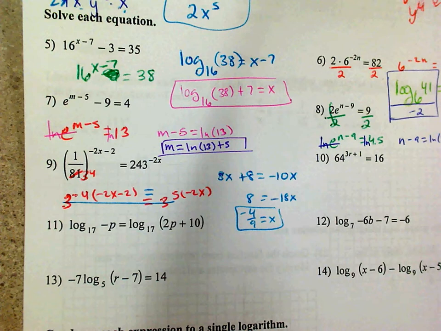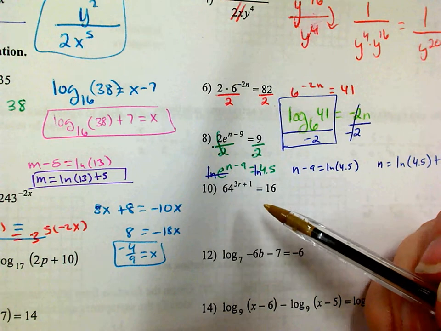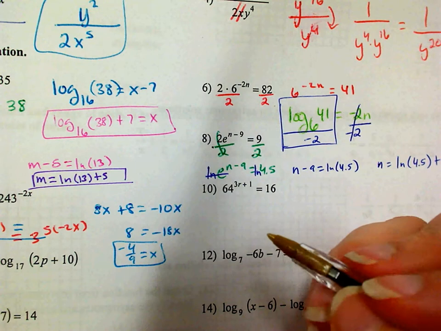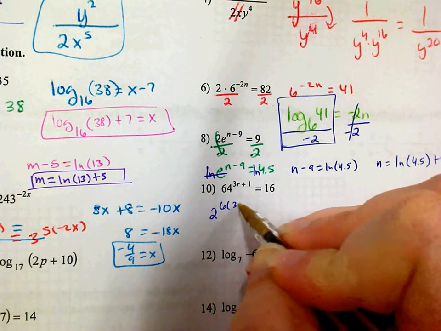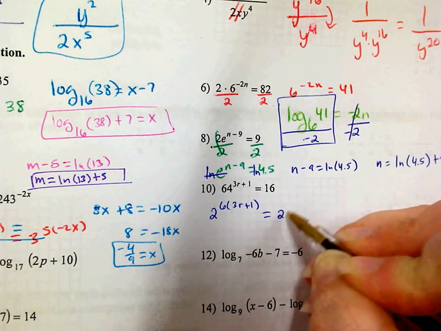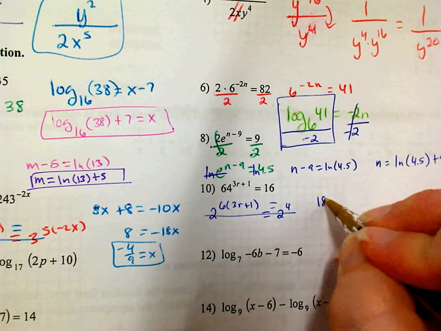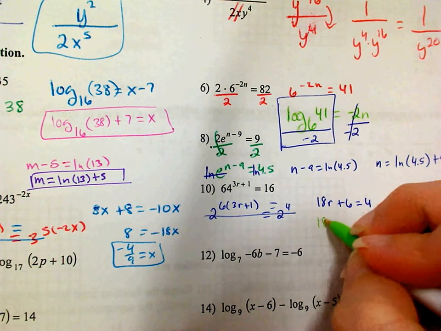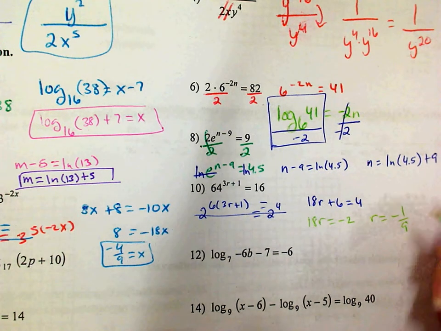Okay? Same deal on this one. 64 and 16 are both powers of, in fact, 2 and 4. So I'm just going to go ahead and use 2, because I think I used 4 in class. So 64 is 2 to the 6th, so 2 to the 6th to the 3r plus 1, and 16 is 2 to the 4th. Well, the 2's already equal each other, so I'm really just dealing with the powers. So I've got 18r plus 6 equals 4. So I'm going to subtract 6. 18r equals negative 2, so r equals negative 1/9. And there we go.